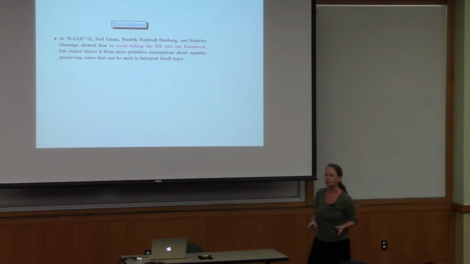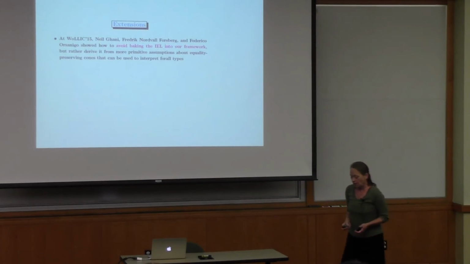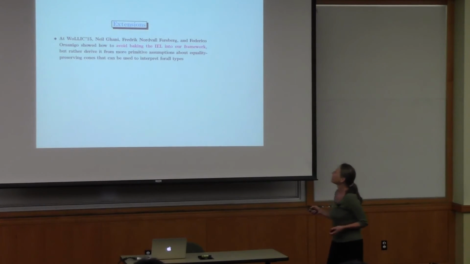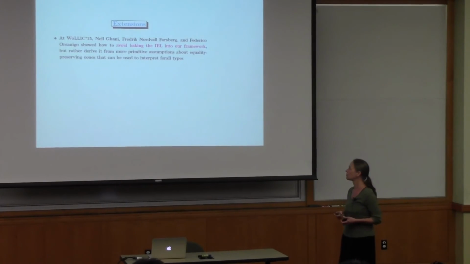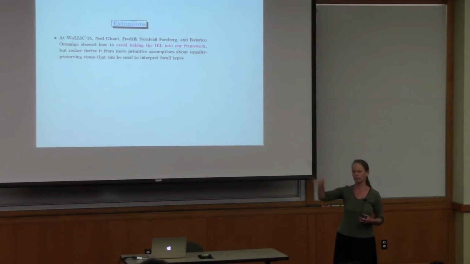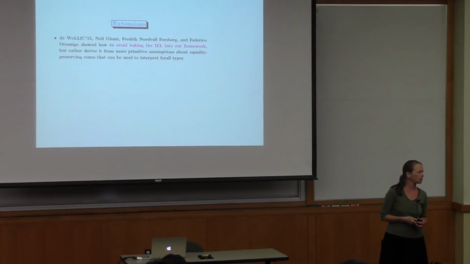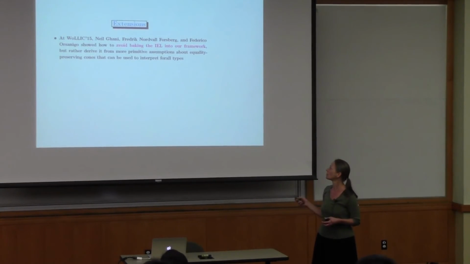I thought I might mention some extensions. The way I've developed this framework here, it bakes the identity extension into our framework just by looking at that for all, and the way that it takes equality-preserving things to equality-preserving things. But I think I said on that slide that you can actually derive the for all and its properties from more primitive assumptions. There's a Wallach paper that does that.